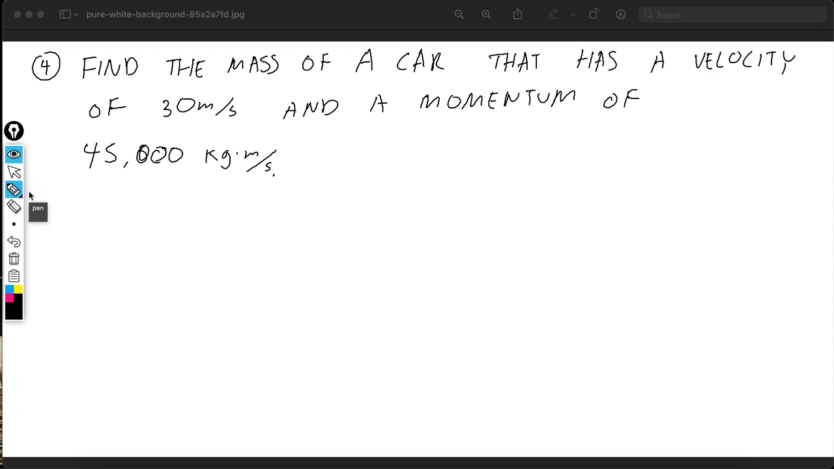Find the mass of a car that has a velocity of 30 meters per second and a momentum of 45,000 kilograms times meters per second. It's a pretty mouthful, right? So this one's pretty chill. I'll show you why. Let's say we have the formula P equals mv. You're like, okay, how does that help me?